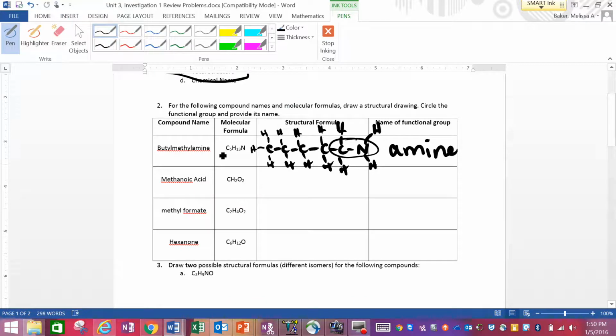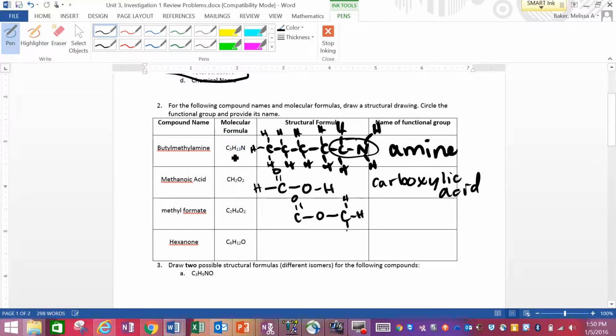All right, next one, we've got C2O2. So we can do a C double bonded to an O, and then we can have an H, and then an OH, and that is definitely a carboxylic acid. Next one, methyl formate. We can do C double bonded to an O, O, C. Fill in our other H's here. We've got 4 to work with. 1, 2, 3, 4. And that is an ester. Ester is a hook. Circle that right here. Should have circled this one.